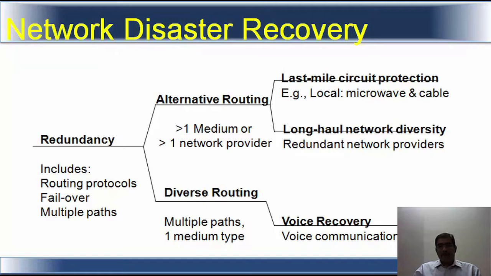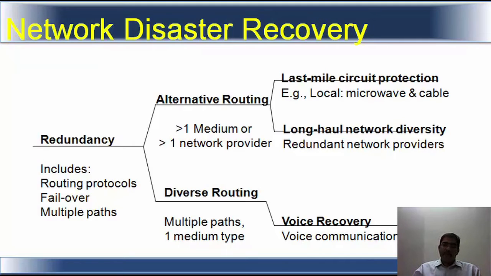There are several components. One is redundancy. What does it include? Routing protocols, failover, multi-paths. So with redundancy, if one part fails, another part can take over. Then there is alternate routing or diverse routing. Diverse routing means one provider but multiple routes. Alternate routing means multiple network providers or multiple mediums. Mediums are like fiber, cable, or radio.